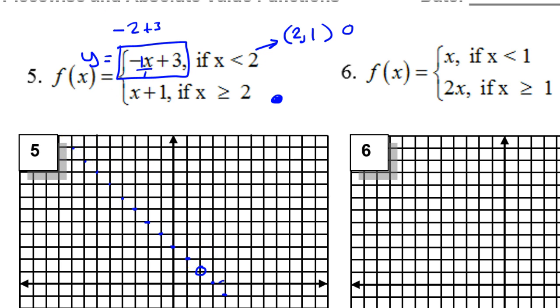Let me erase those extra points that I put when I was making my argument. So the first piece of my graph is going to look like this.